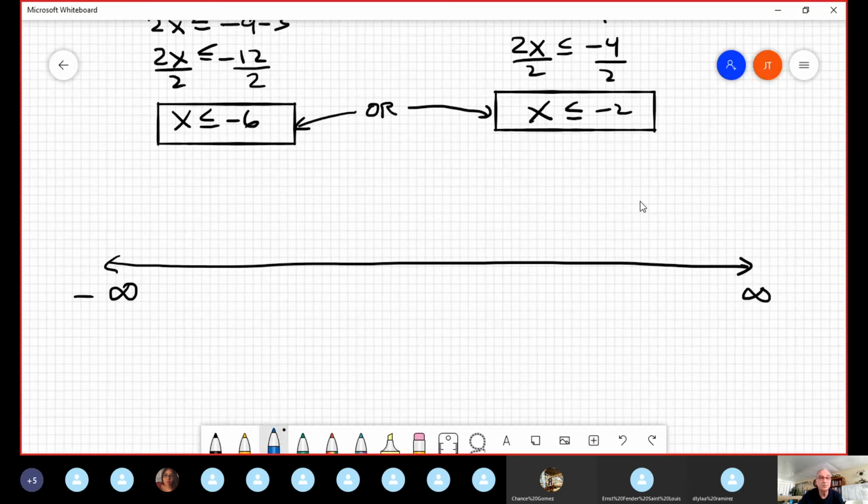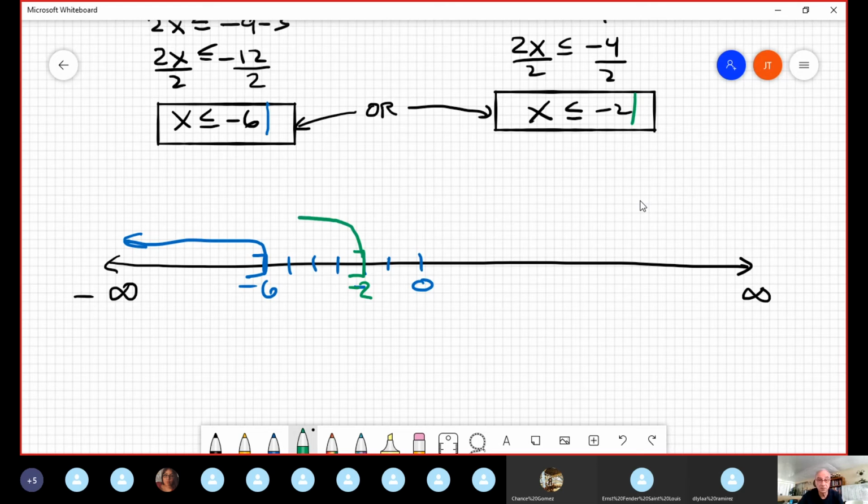Okay, blue color for this. Oh, this is 0 in the middle, negative 1, negative 2, negative 3, negative 4, negative 5, negative 6. And this is to the left, no? To the left, to the left, to the left, include negative 6. So bracket here to the left. And now, negative 2. Negative 2 is here, negative 2. Okay, let me use green color. Green color for negative 2. Okay, now it's bracket again. And again is to the left. Right? Okay.